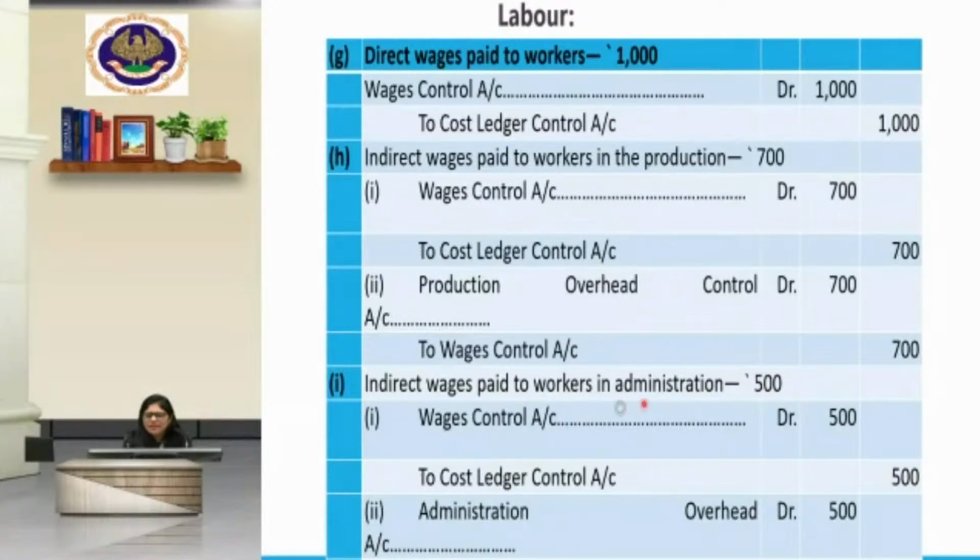Wherever they have to be transferred, you have to transfer to their respective account. If indirect wages are transferred to production, they will be transferred to factory overhead. If transferred to administration, to admin overhead. If transferred to selling and distribution, to selling and distribution overhead. Right?